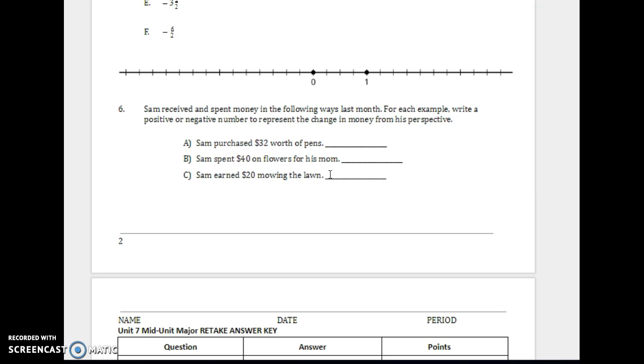A. Sam purchased $32 worth of pens. B. Sam spent $40 on flowers for his mom. C. Sam earned $20 mowing the lawn.